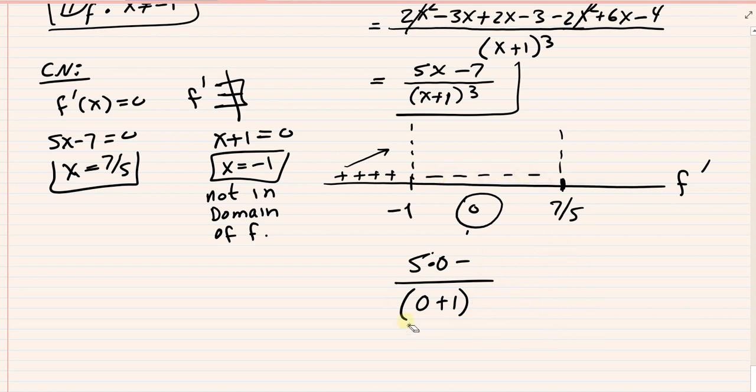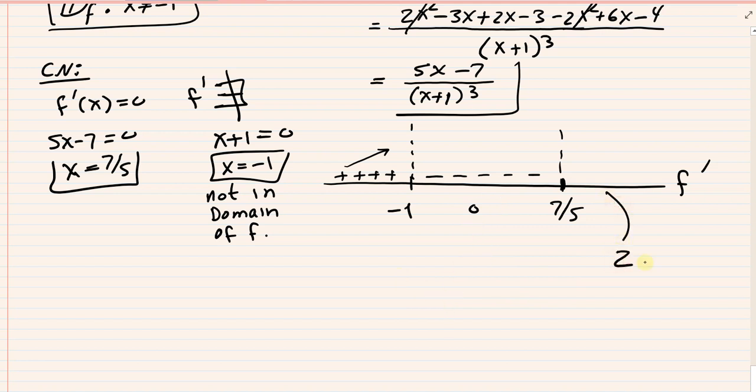And finally, beyond 7/5, choose 2. Okay, 5 times 2, 10 minus 7. Positive numerator. I'm looking at this expression, and 2 plus 1 is 3 cubed, positive. Positive over positive is positive there. So please verify those. Now it looks good.